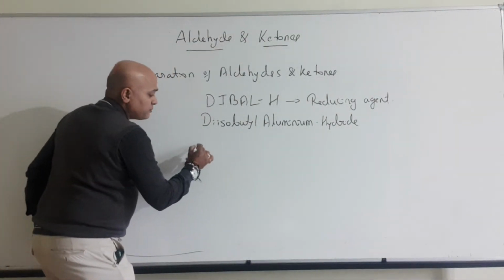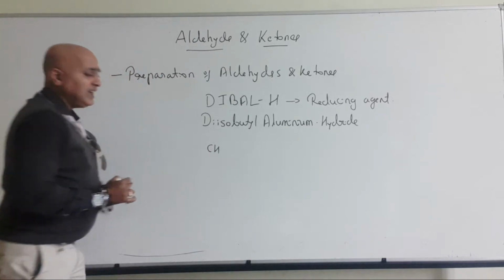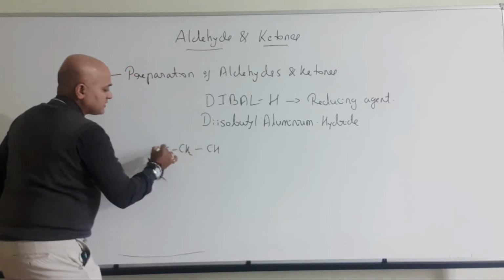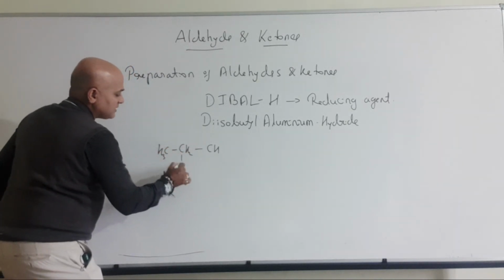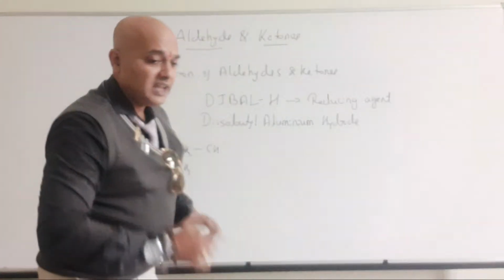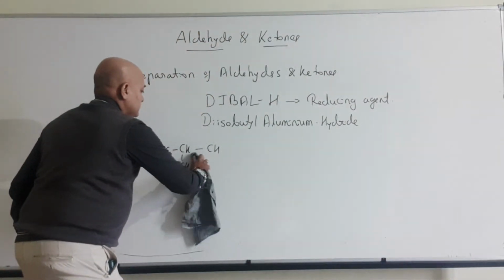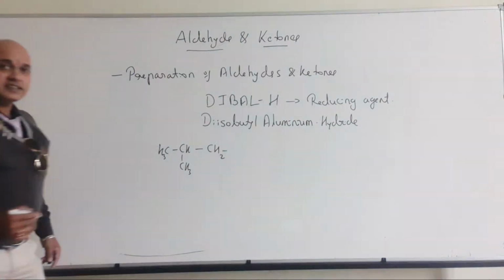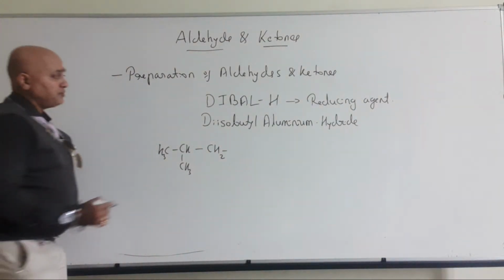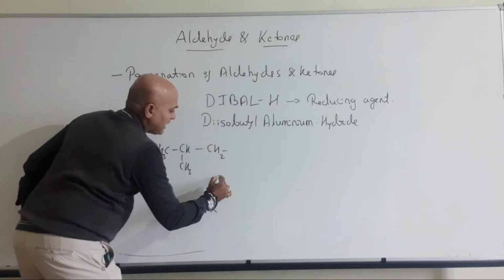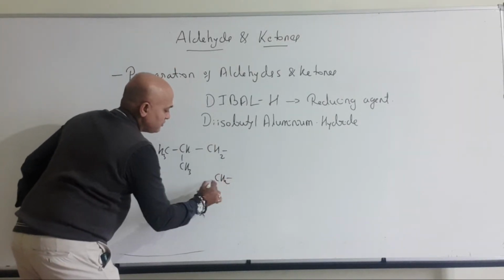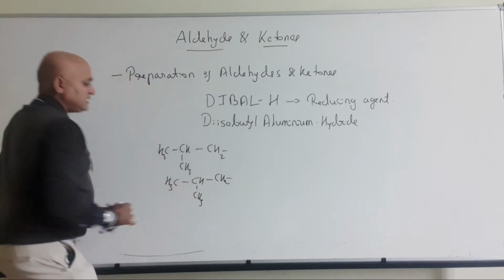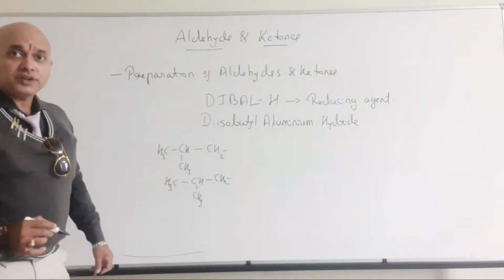So what is diisobutyl? That means there should be CH, because for that another element will be attached. CH3, CH3. That's where we have the isobutyl. One isobutyl is there. Now two isobutyl we have to mention. So CH2, CH, CH3, CH3. So two isobutyl, diisobutyl, is there, right?